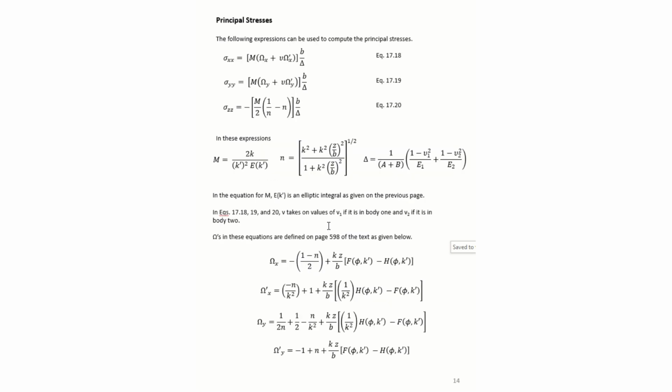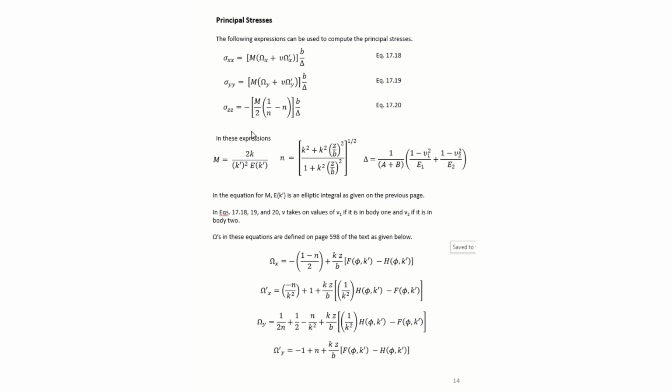So the following expressions can be used to compute the principal stresses. So we have sigma x, y, and z, and this is given by M, omega, nu, omega prime, d over delta. So let's make sure we understand what these terms are. The M is given by this expression here, where we have 2k, and k is the ratio, and k prime, and then the elliptical integral of k prime. So this is M.